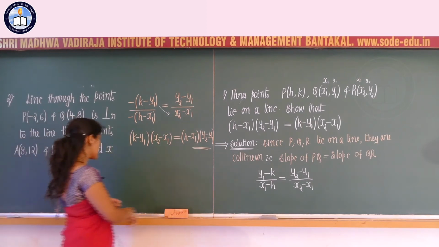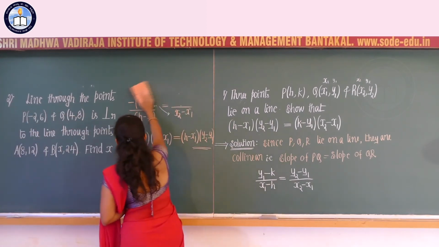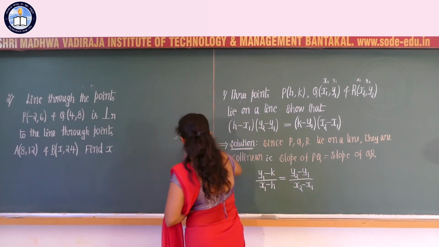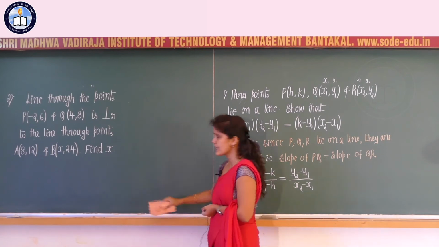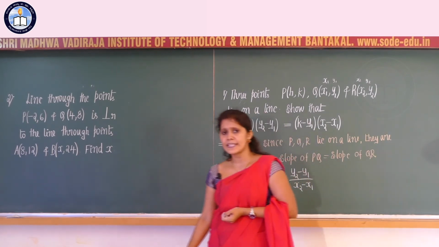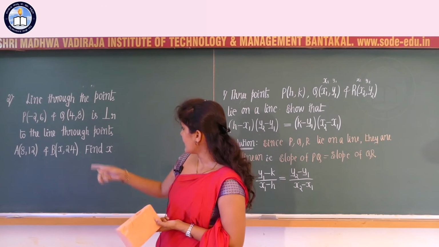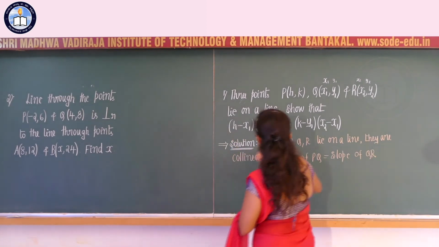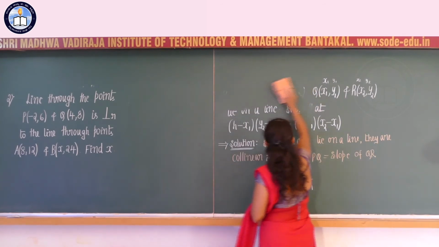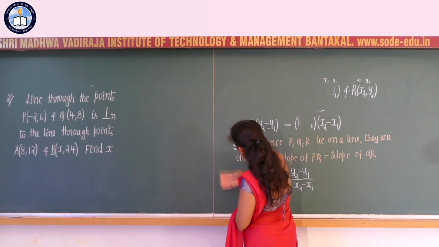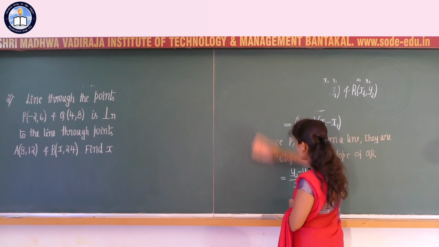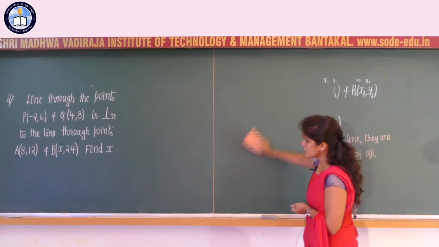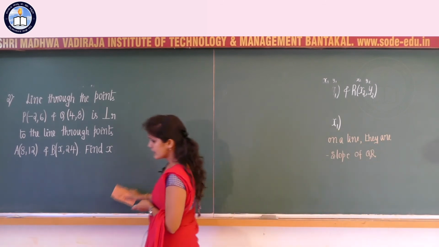Find the value of x. It is given that the line which passes through the points P and Q is perpendicular to the line which passes through the points A and B. Then find the value of x. Here the points are given in the form of ordered pairs, that is x1, y1 and x2, y2. So how do we get the value of x?